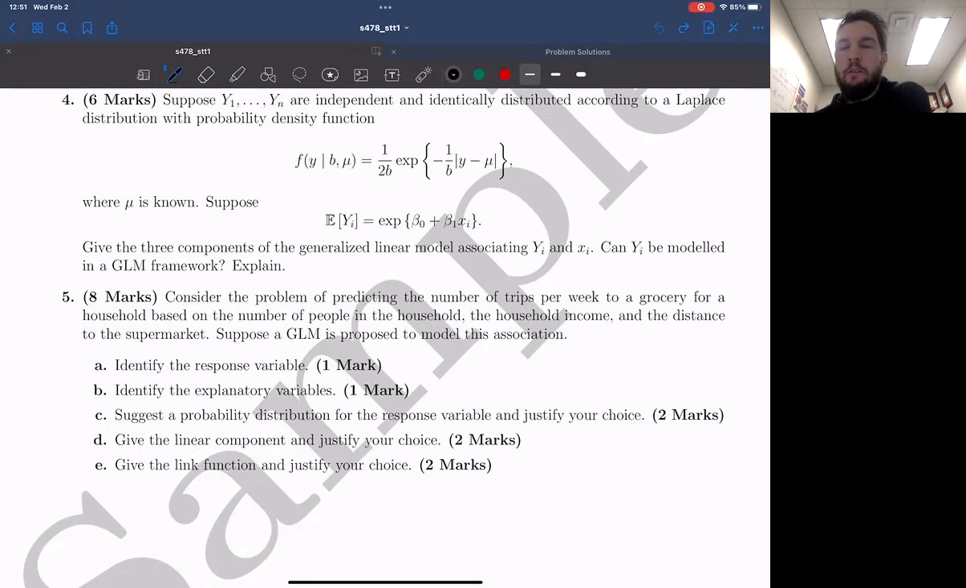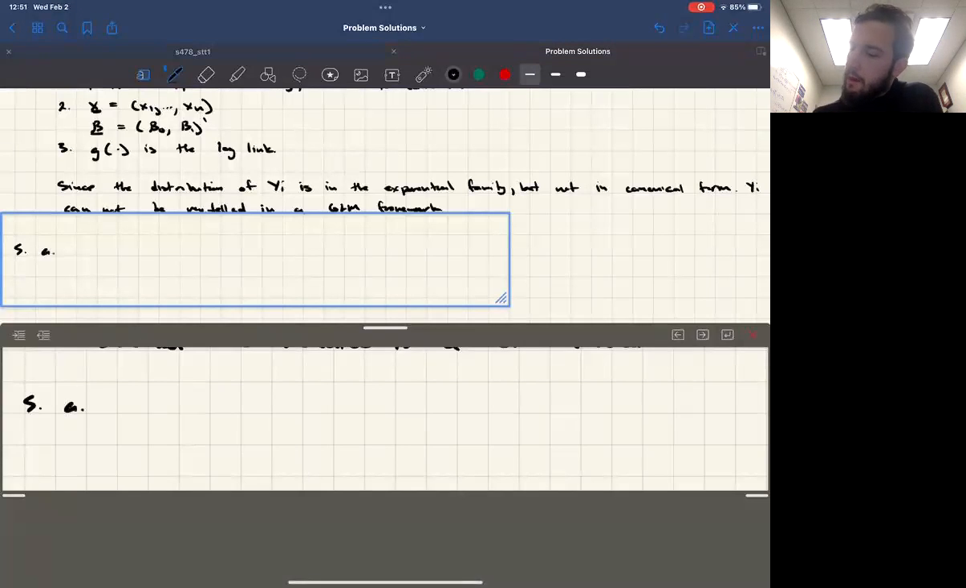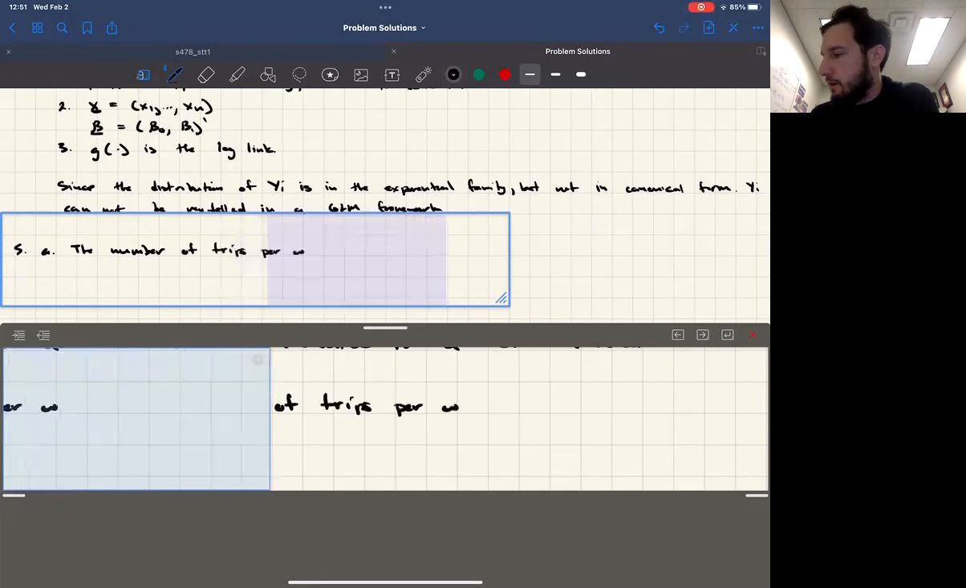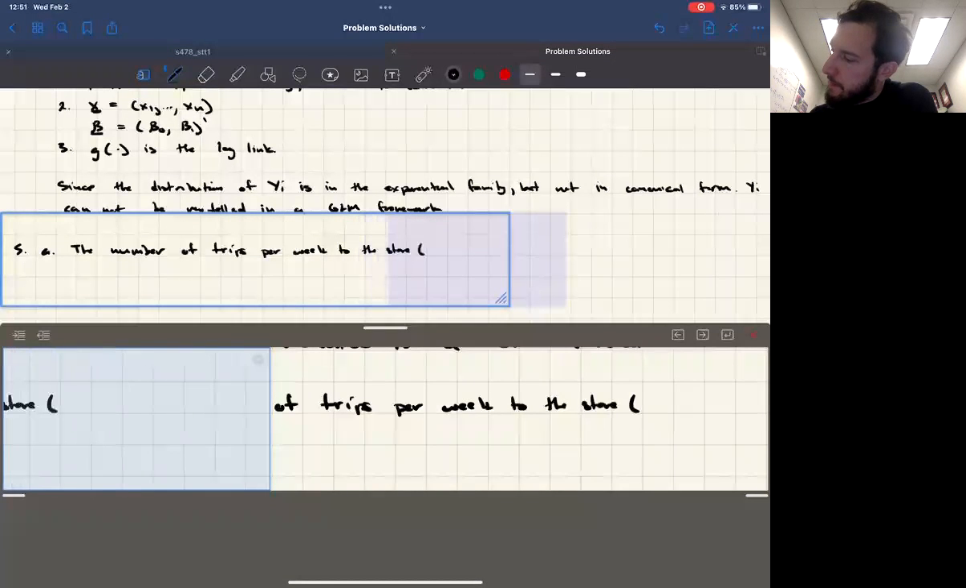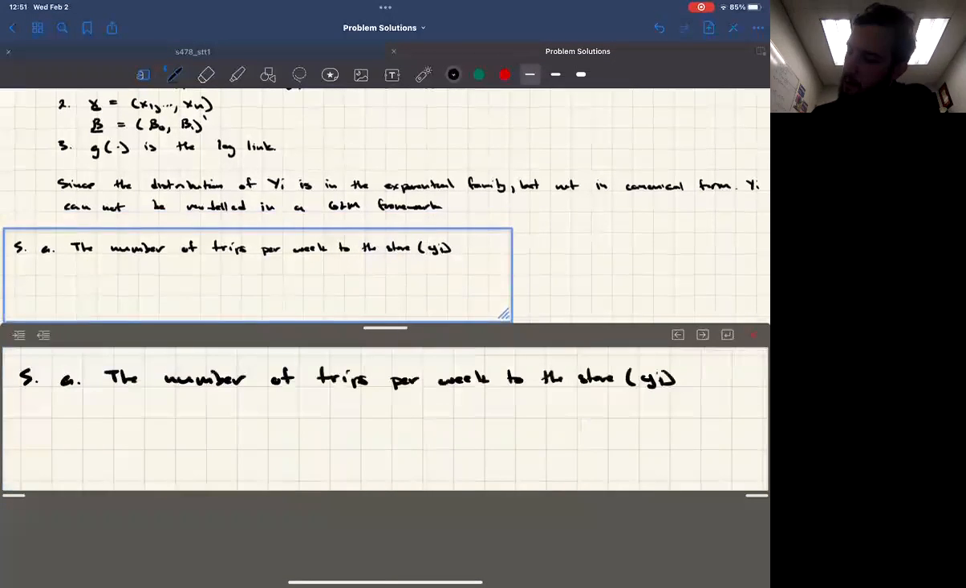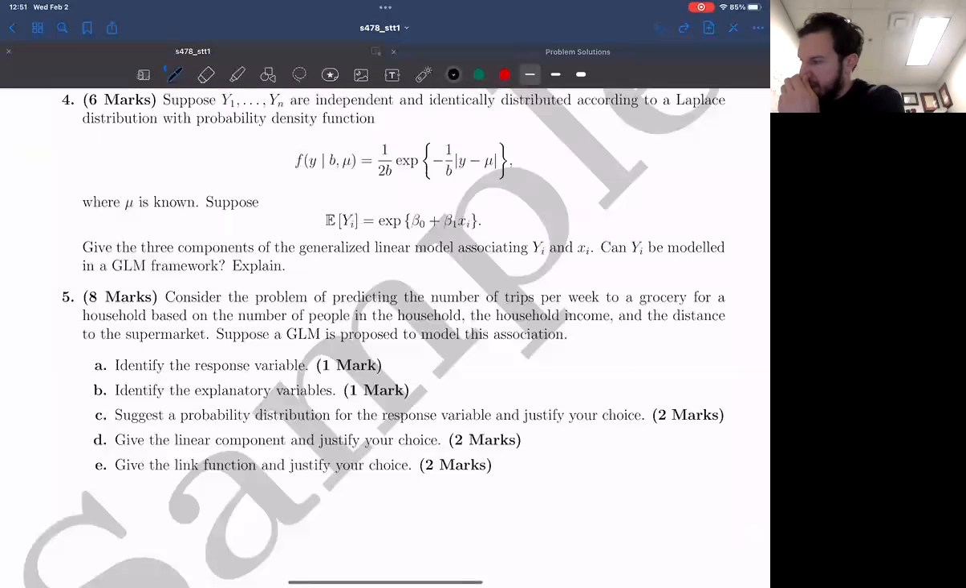But what we're trying to do here is justify a model where we can predict number of trips per week to a store based off of these different factors. So we can start off just by knocking off a few of these easier problems. The response variable is the number of trips per week to the store. It's going to be yi. The explanatory variables are going to be those three: number of people in the household, income, distance to supermarket.